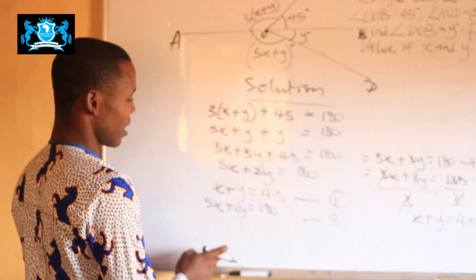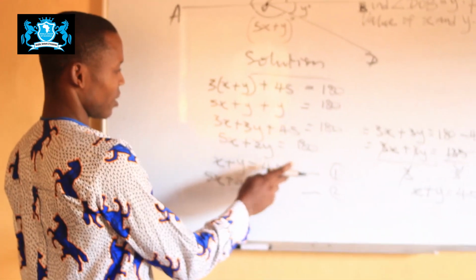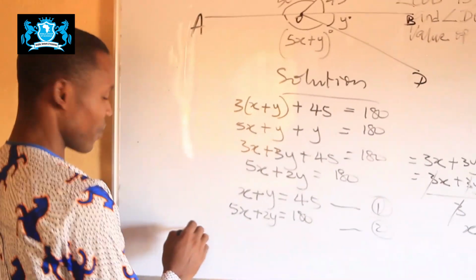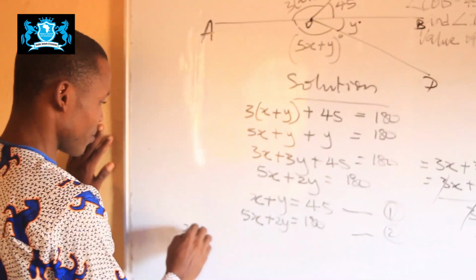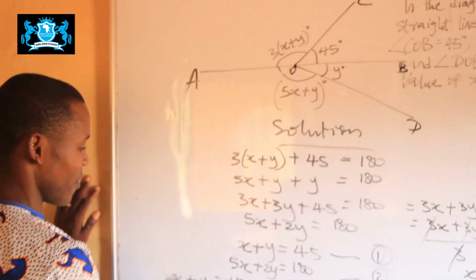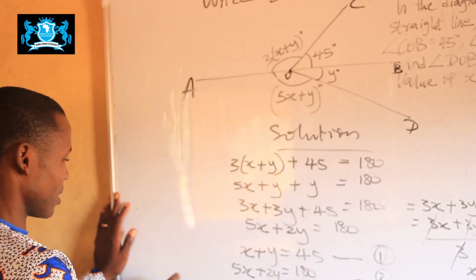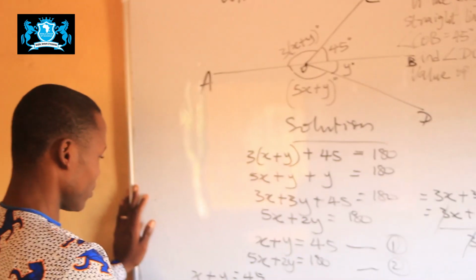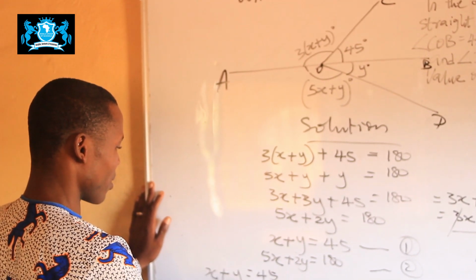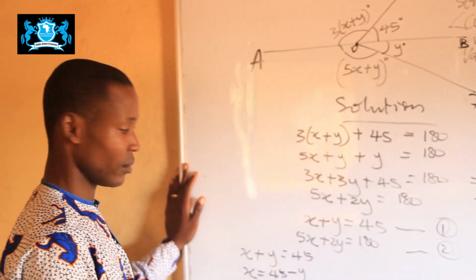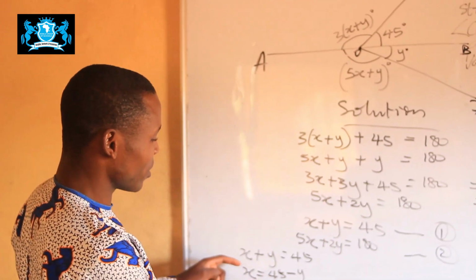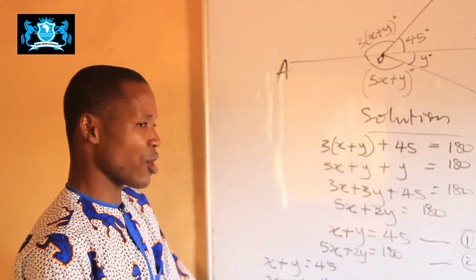We can also say that in equation 1 we have x plus y equals to 45. We can also say that here we will have x equals to 45 minus y. X will be equal to 45 minus y. So we can now substitute this value in equation 2.